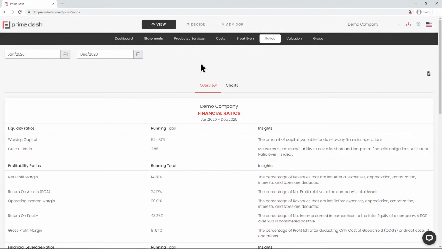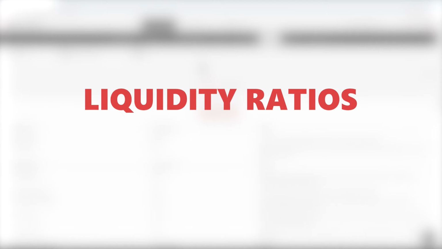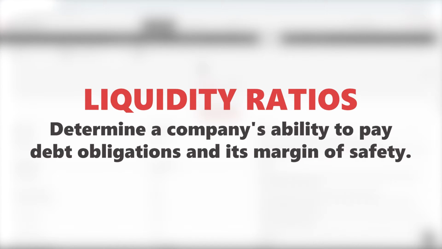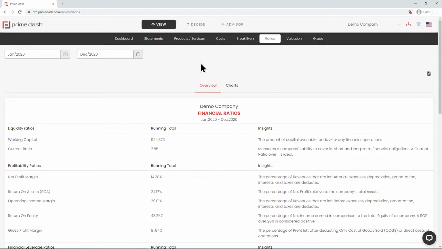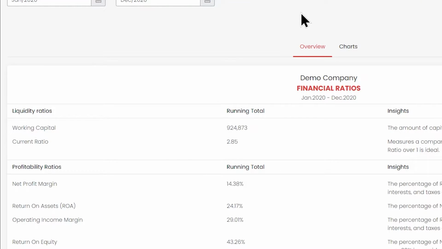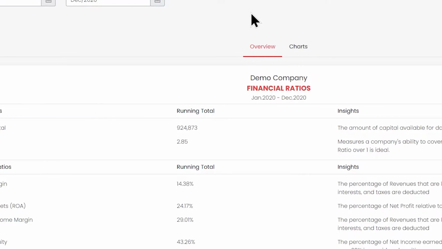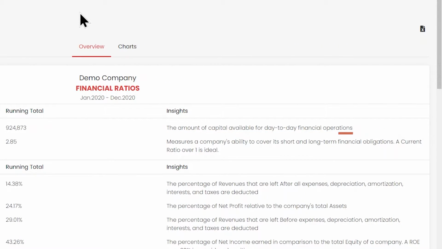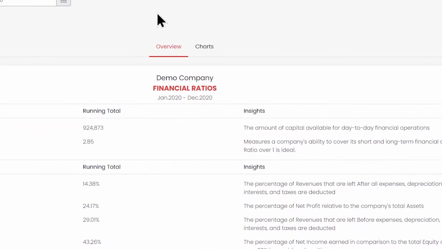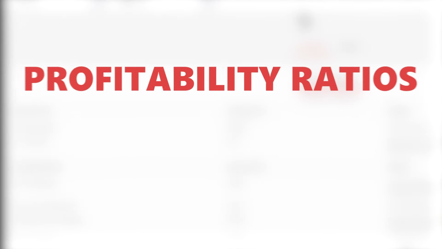Now let's look at each of the ratio categories individually in the Overview section. Liquidity ratios are used to determine a company's ability to pay debt obligations and its margin of safety. This is calculated by following metrics such as the current ratio and working capital. For each of the 4 categories of ratios, the platform shows you the metrics taken into consideration, and provides definitions for each one. For example, in liquidity ratios, the working capital is explained as the amount of capital available for day-to-day financial operations. Next, let's look at the profitability ratios.